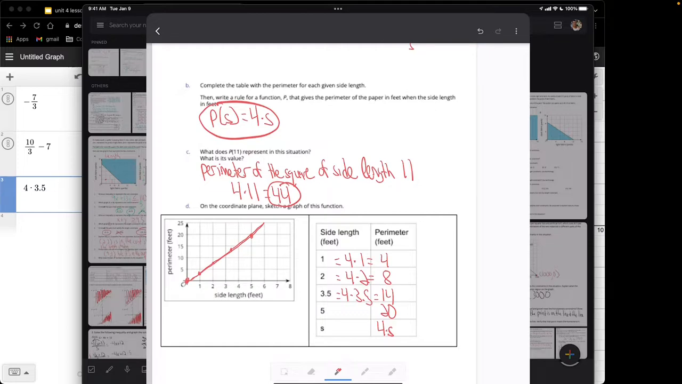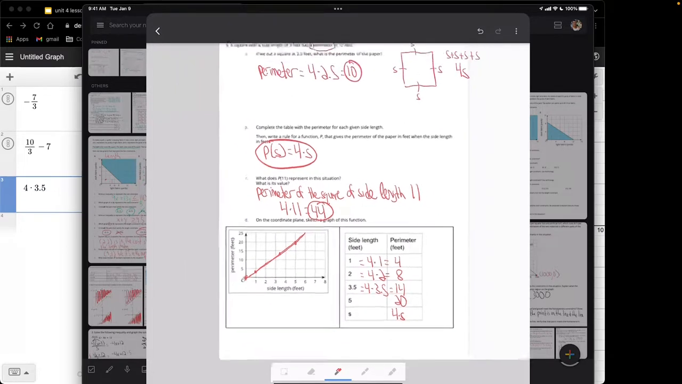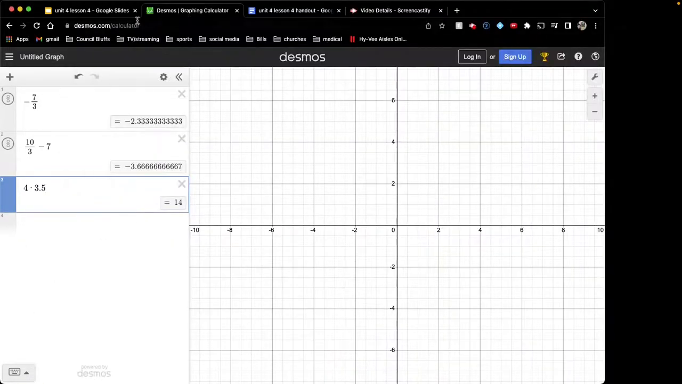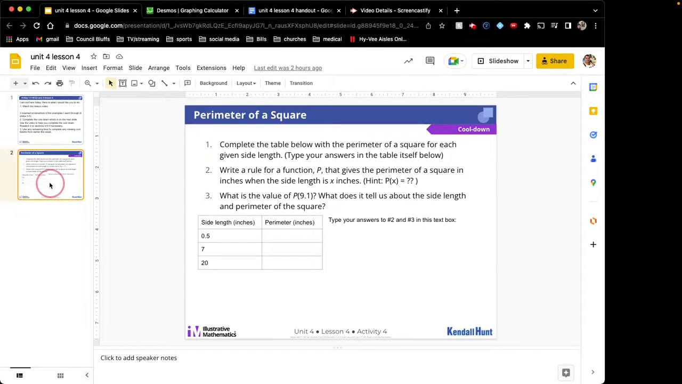So that is it for this lesson. Okay. I want to quickly take a look at the cool down, which is in your slideshow. So if we go to the cool down, we're going to do the same thing with the perimeter of the square. So I would look at the last page of your handout to help you do this cool down.